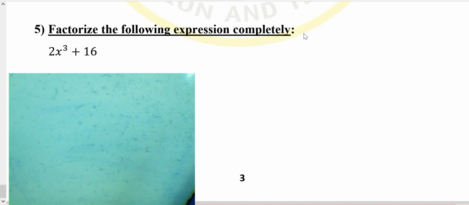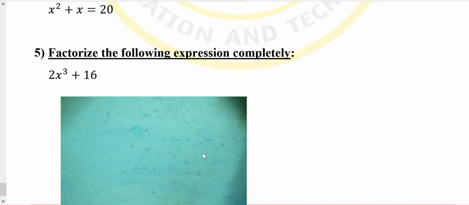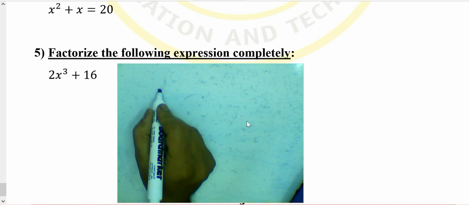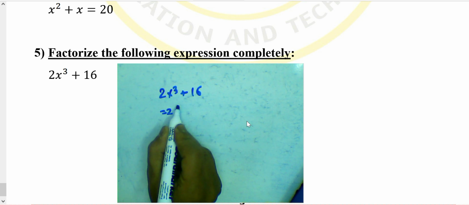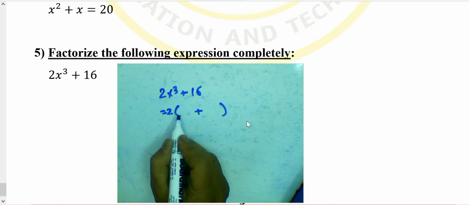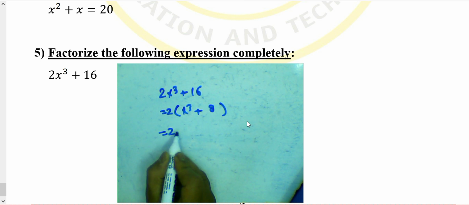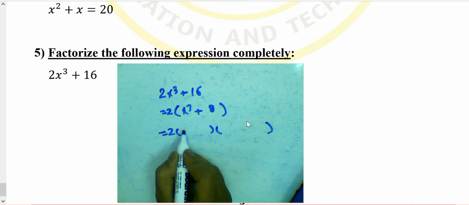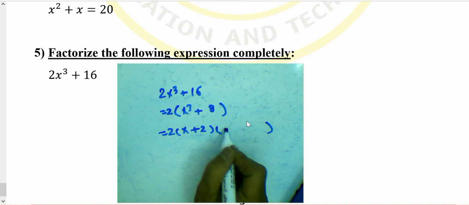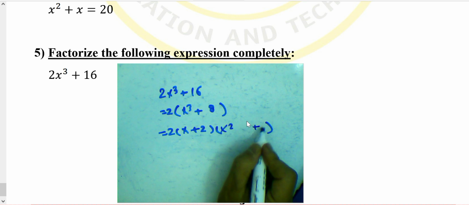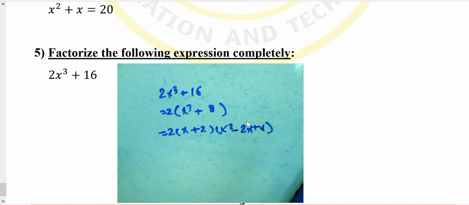Okay. Last question here. Factorize the following expression: 2x power 3 plus 16. We can write 2 as a common factor. 2x power 3 divided by 2 equals x power 3, and 16 divided by 2 equals 8. You can factorize this expression again. The cubic root of x power 3 and the cubic root of 8. x power 2, 2 power 2 is 4, and the middle is the first times the second, and change the sign. Okay.